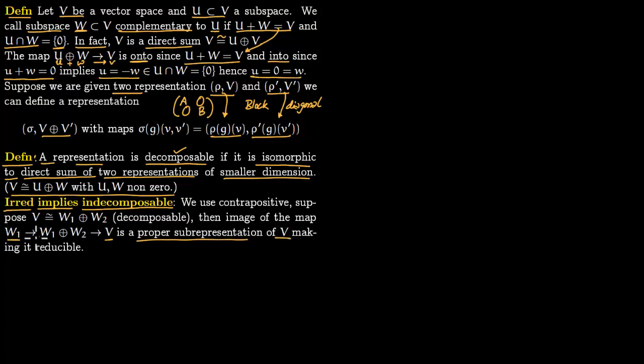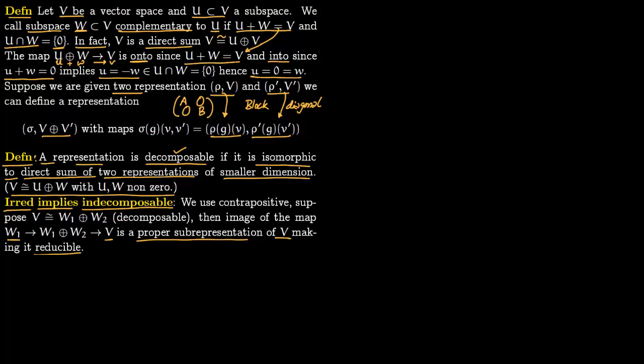So the image of W1 via this map is a proper sub-representation of V, making V reducible, because the image, as we have seen, is a sub-representation. We gave an example that the image is a sub-representation, and now we are saying this W1 is embedding into V as an image, so it has to be a sub-representation, and this W1 is non-zero precisely because we are decomposing here. So in a decomposition you have non-zero pieces.